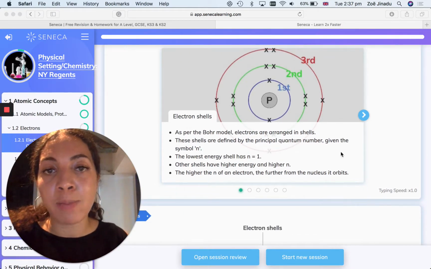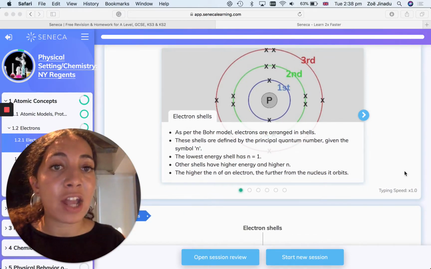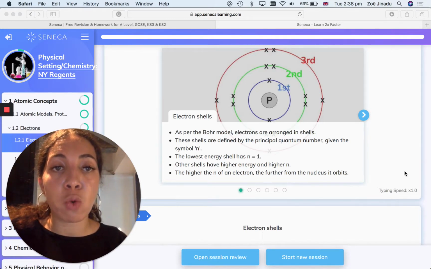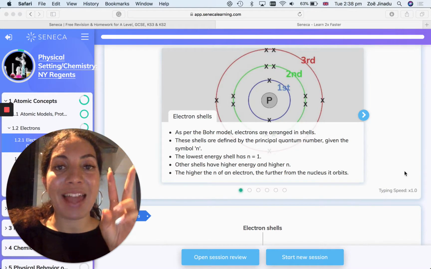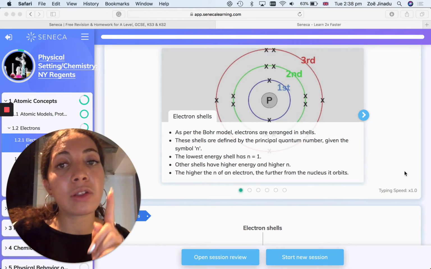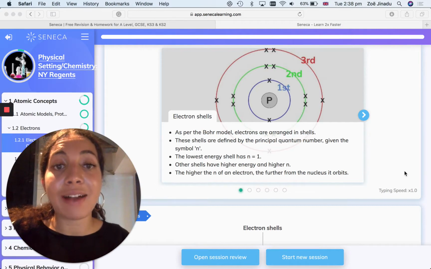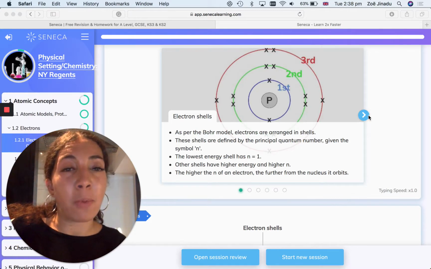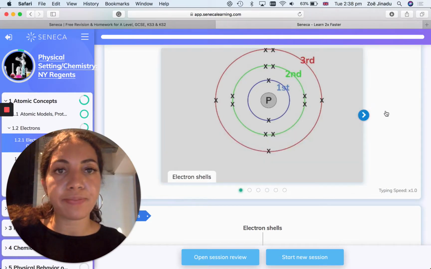So, as per the Bohr model, electrons are arranged in shells. These shells are defined by the principal quantum number, given the symbol n. The lowest energy shell has n equals 1. Other shells have higher energy and a higher n. The higher the n of an electron, the further from the nucleus it orbits.